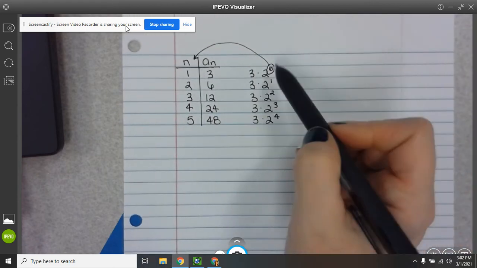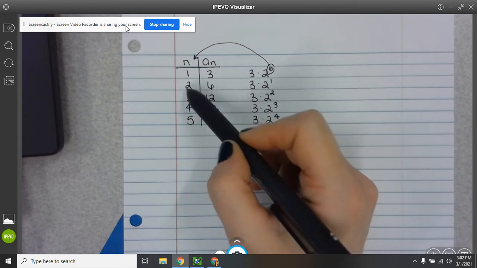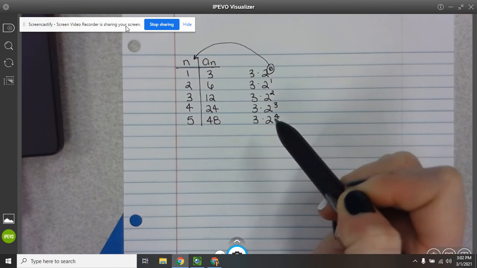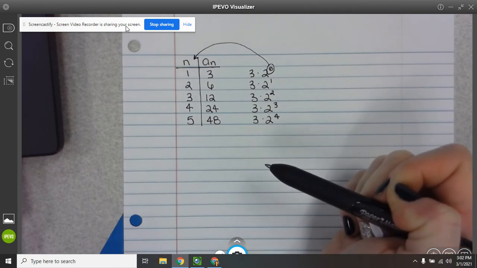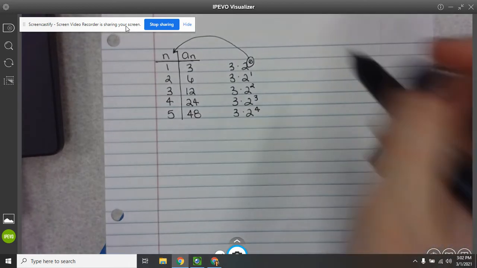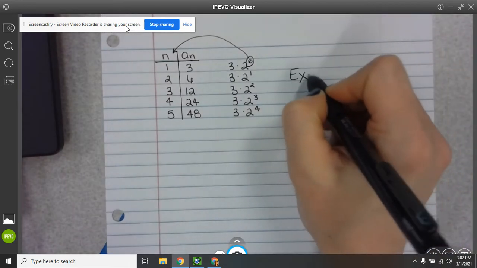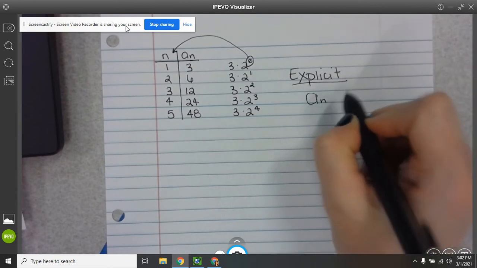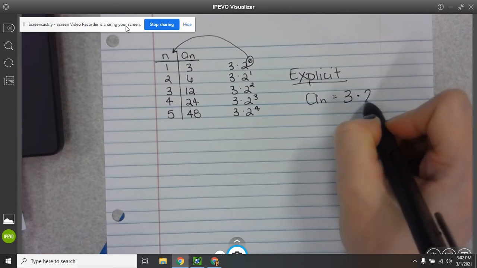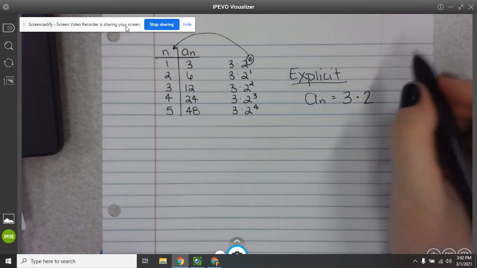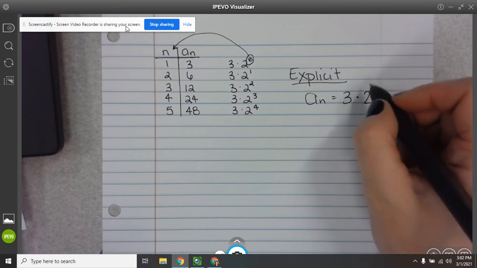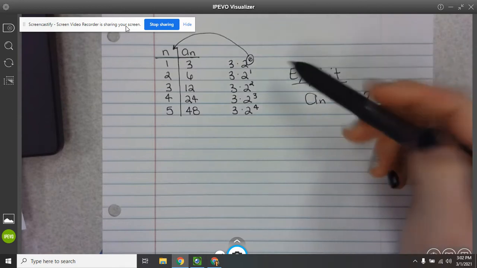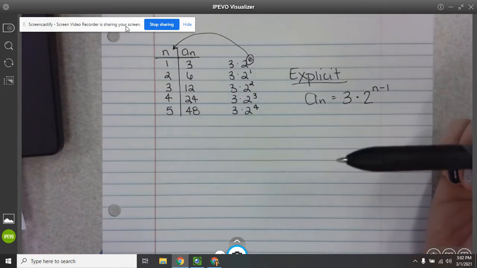Well, how would I get from 1 to 0? How would I get from 2 to 1? How would I get from 3 to 2 and 4 to 3 and 5 to 4? It's 1 less. So in this case, I'm still dealing with explicit. I still have a sub n, and I still have 3 times 2. But now for my exponent, it's not going to be just n. It's going to be n minus 1, because these are all 1 less than the n value.